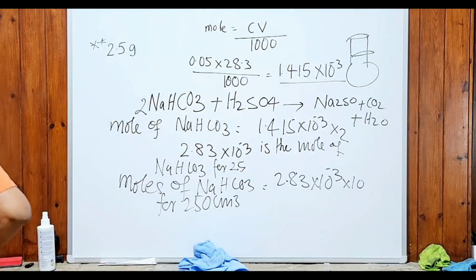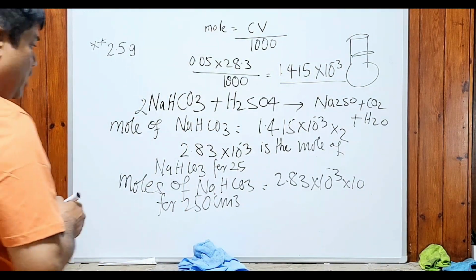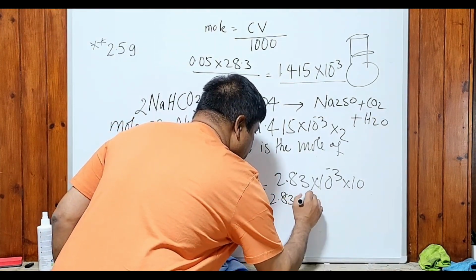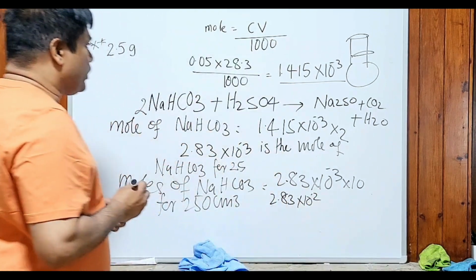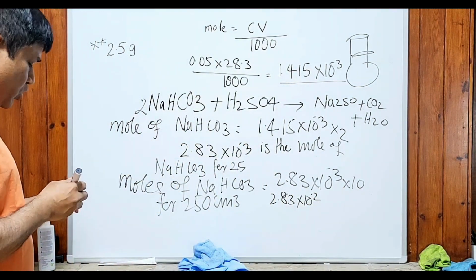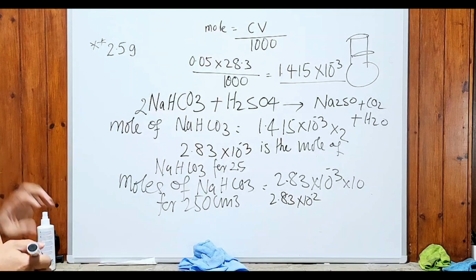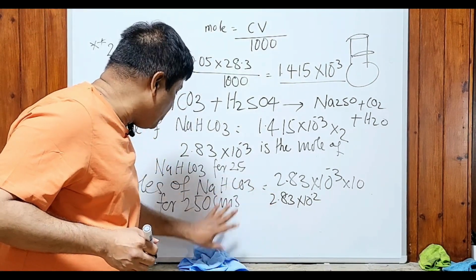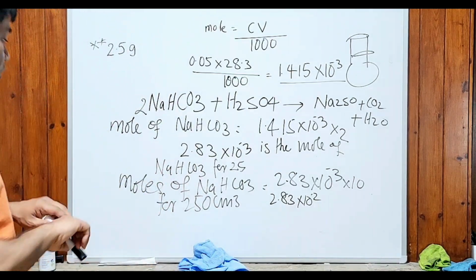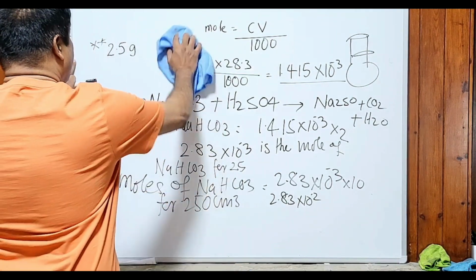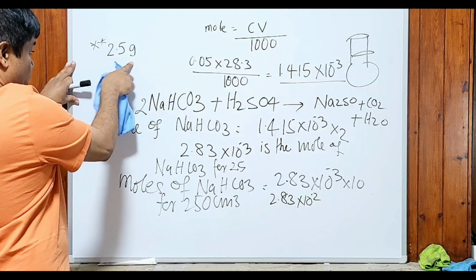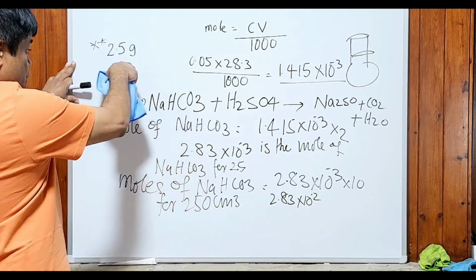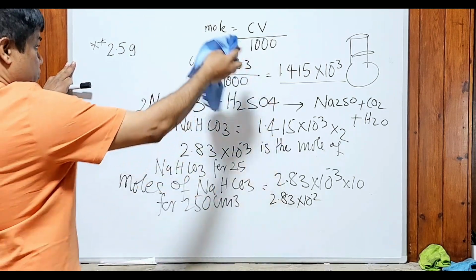Okay. Now look at that one. So how much is that? 2.83 into 10 to the power of minus 2. Okay. We got the mole of pure NaHCO3. Now, can we use this mole to work out the mass of pure NaHCO3? Yes, why not? This is the mass of the impure. I still did not clear that one, so that we can use this value to figure out its percentage purity.